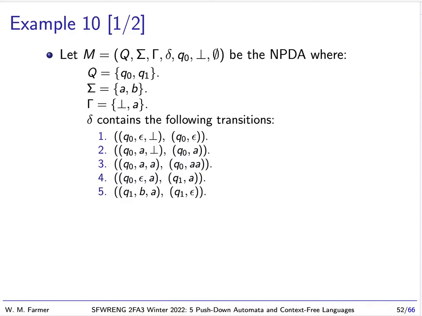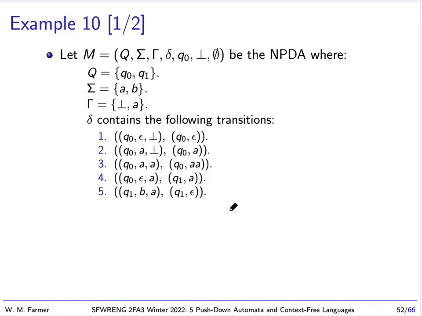I promised you last time another example of a non-deterministic push-down automata. Here it is. It's M. M has two states, Q0 and Q1. It has two input symbols, A and B. It has two stack symbols, the initial stack symbol and A. And it contains the following transitions.